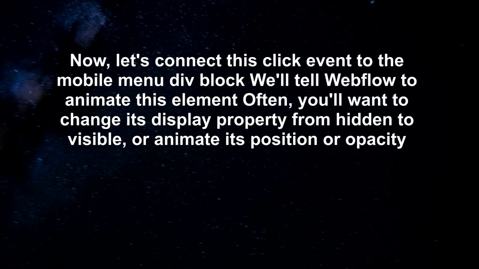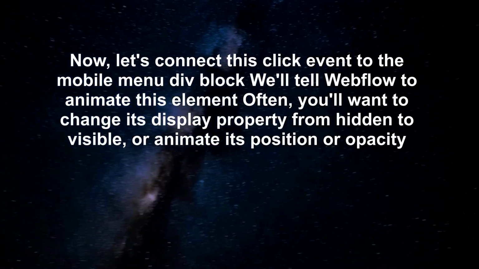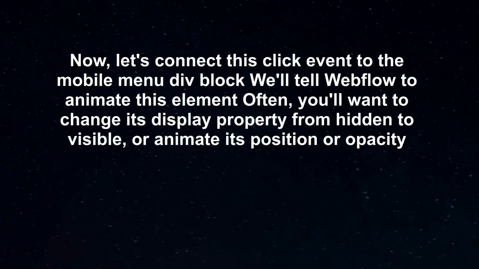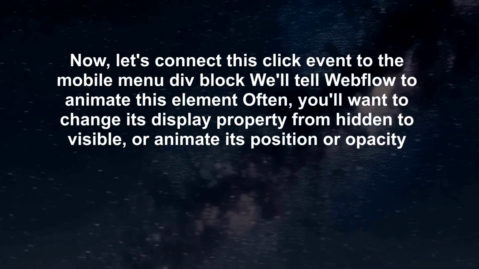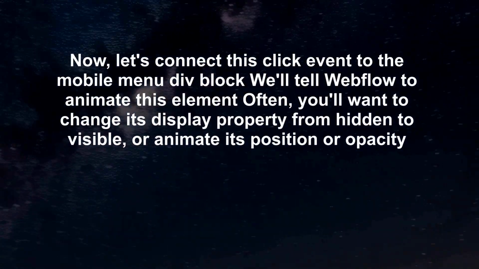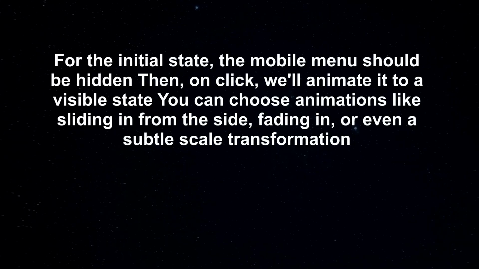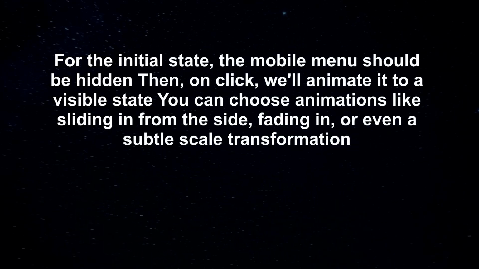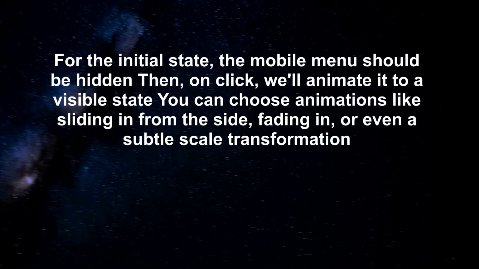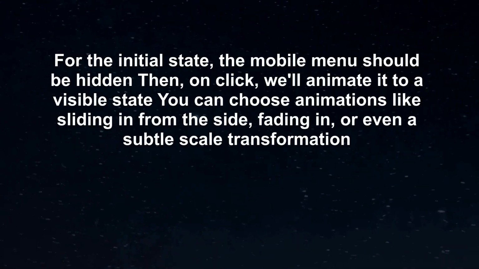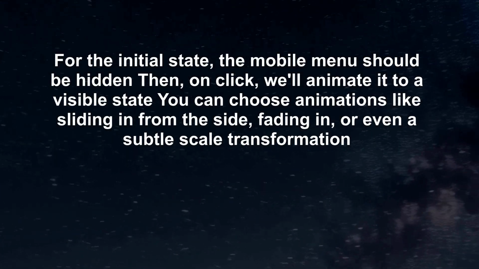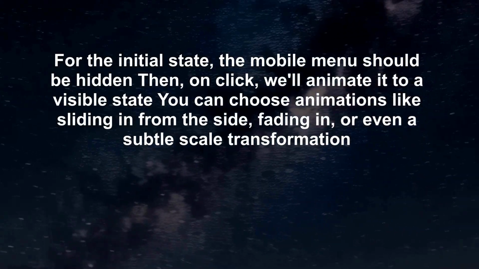Now, let's connect this click event to the mobile menu div block. We'll tell Webflow to animate this element. You'll want to change its display property from hidden to visible, or animate its position or opacity. For the initial state, the mobile menu should be hidden. On click, we'll animate it to a visible state. You can choose animations like sliding in from the side, fading in, or even a subtle scale transformation.